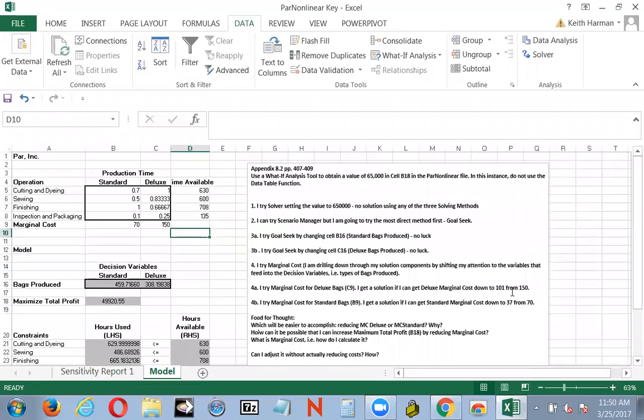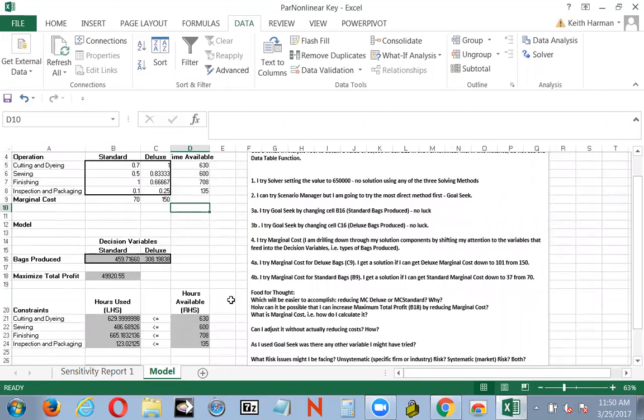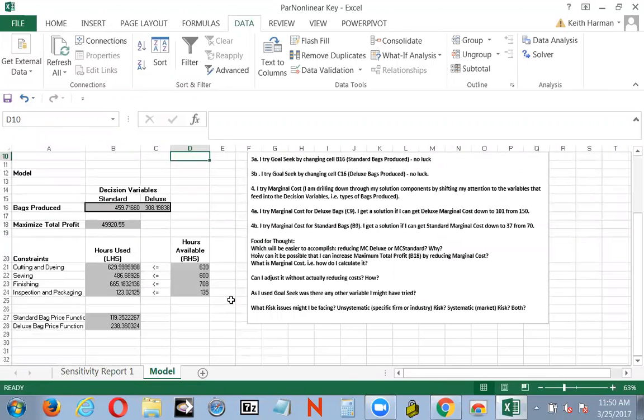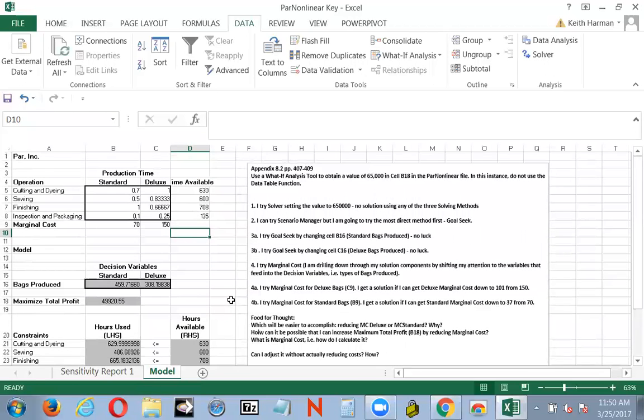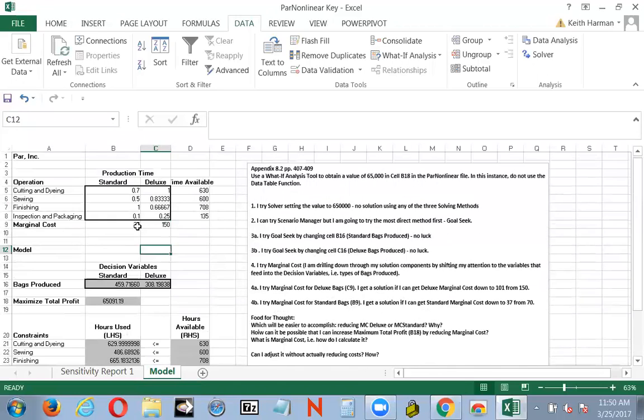I have a series of questions there, and I'll scroll this back out a little bit more for you. In fact, I'm just going to scroll up because we've looked at the numbers. You can see that we stay within the parameters. And we got the standard bag price functions over there. Now I'm going to do something here. I'm going to change this to 37 for the marginal cost. And it does nothing to the standard bag price functions.